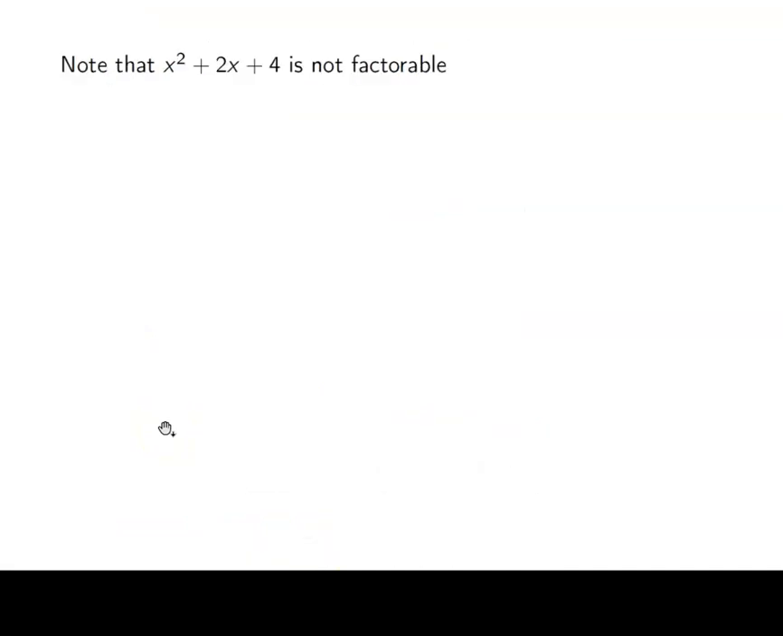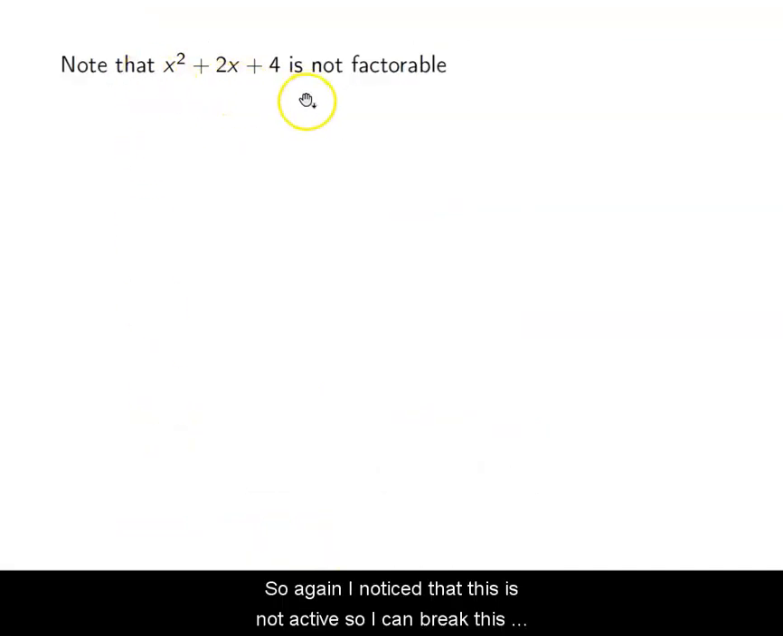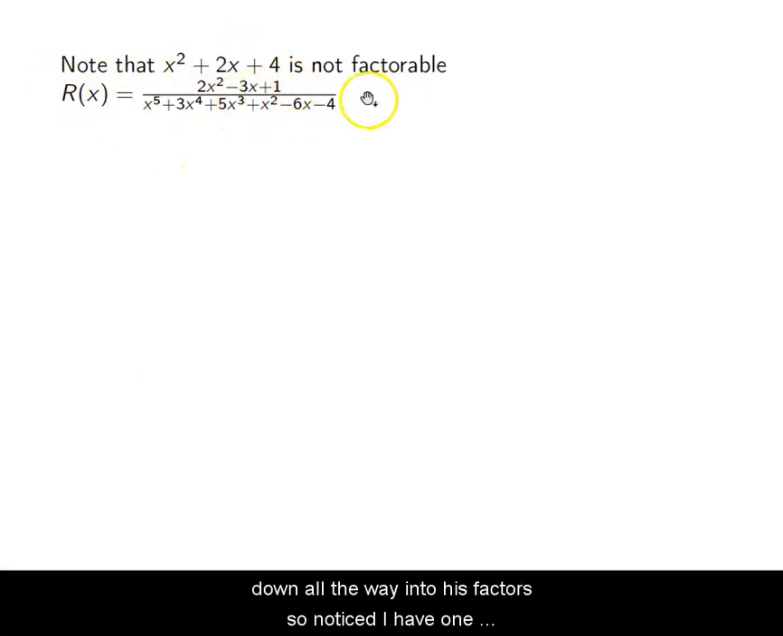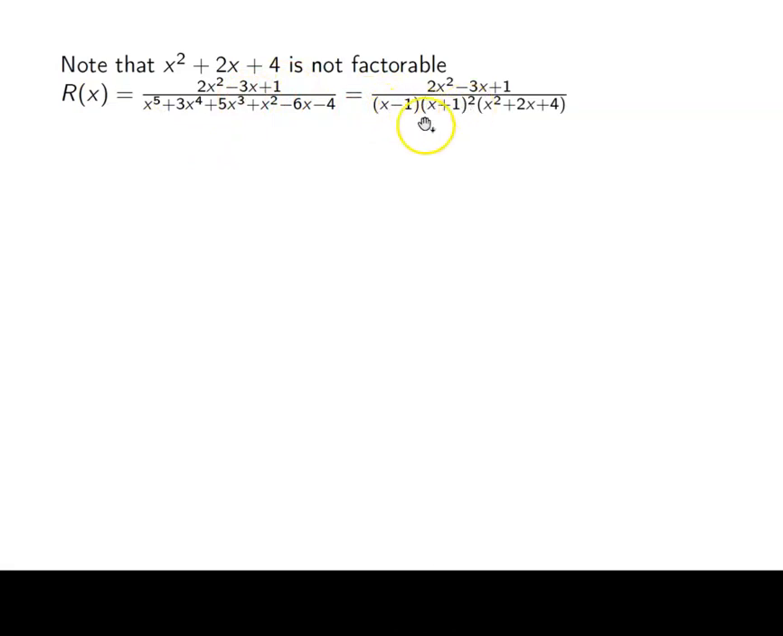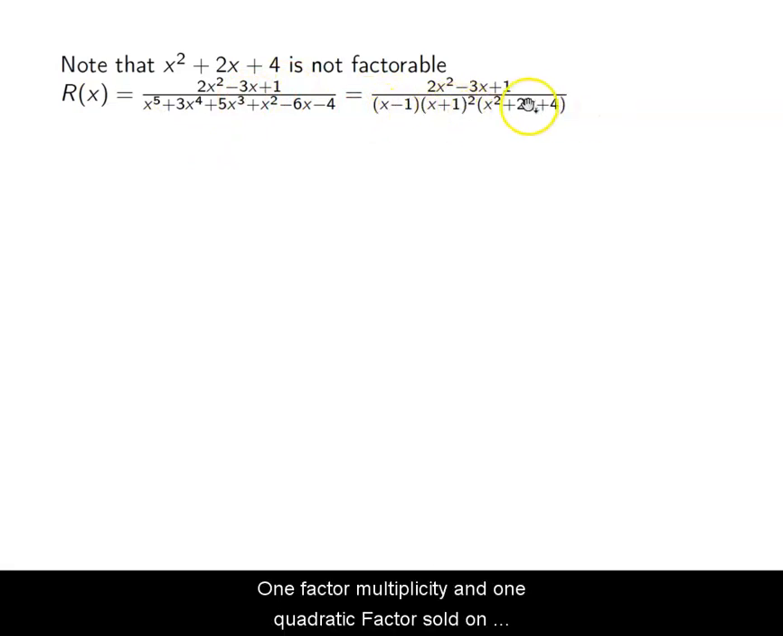All right. So again, notice that this is not factorable. Okay, so I can break this down all the way into its factors. So notice I have one distinct factor, one factor of multiplicity, and one quadratic factor. So in this case, I tried to give you one that has a mixture of things to show that that's kind of what happens when we factor, right? We know this from factoring large polynomials.